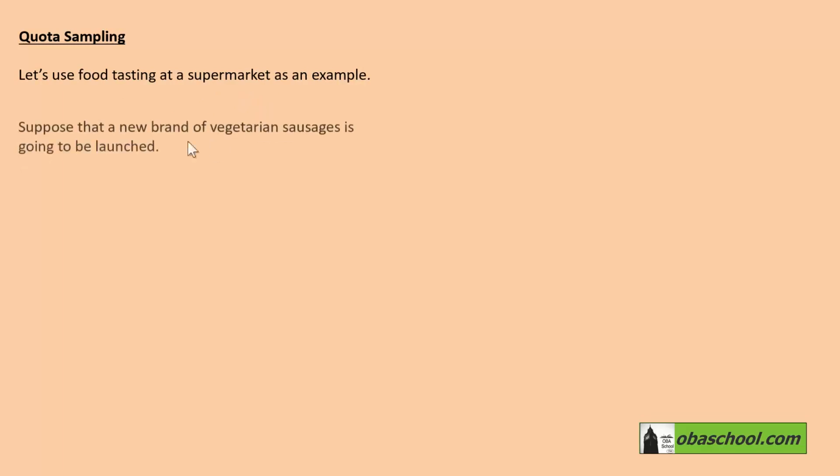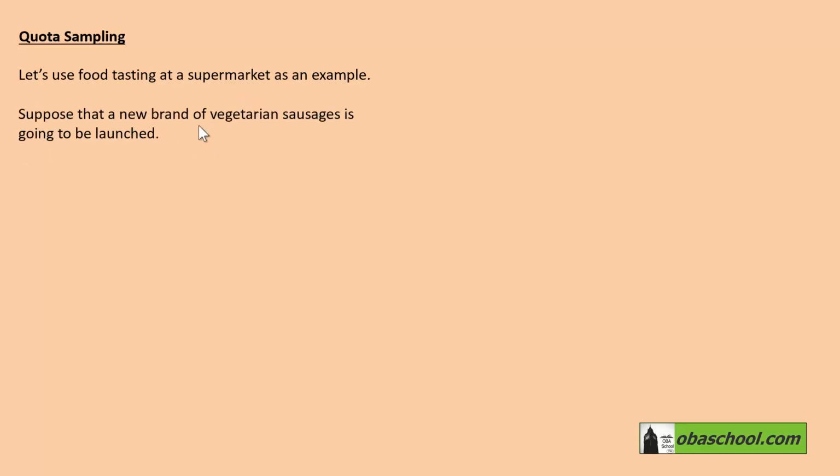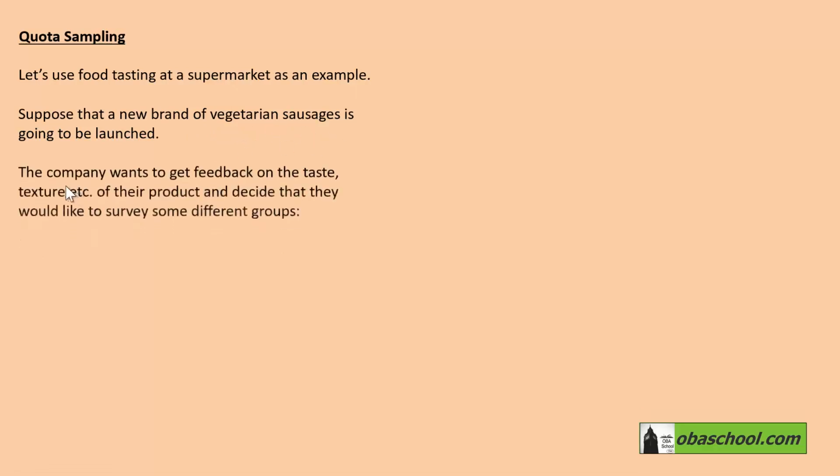Quota sampling. Let's use food tasting at a supermarket as an example. Suppose that a new brand of vegetarian sausages is going to be launched. The company wants to get feedback on the taste, texture, etc. of their product and decide that they would like to survey some different groups.